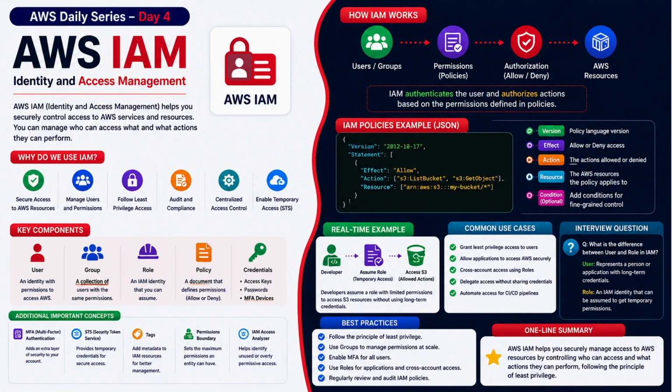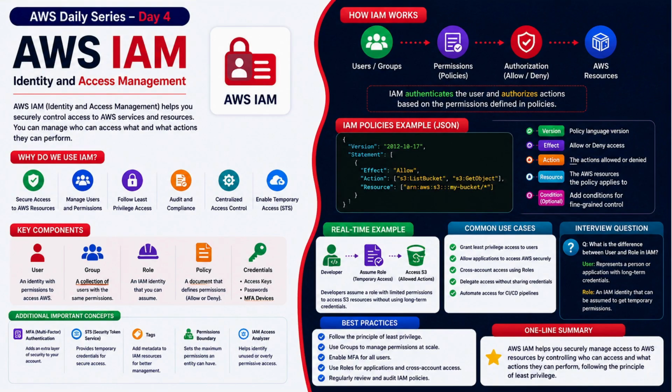So, how do we control all these permissions? That's exactly where IAM comes in. IAM helps us to decide who can access AWS, which resources they can access, and what actions they can perform. And this makes AWS secure and easy to manage.